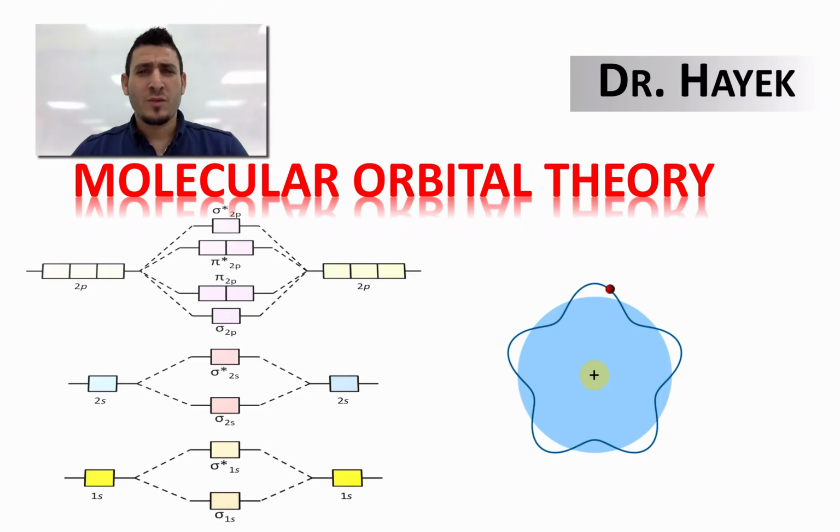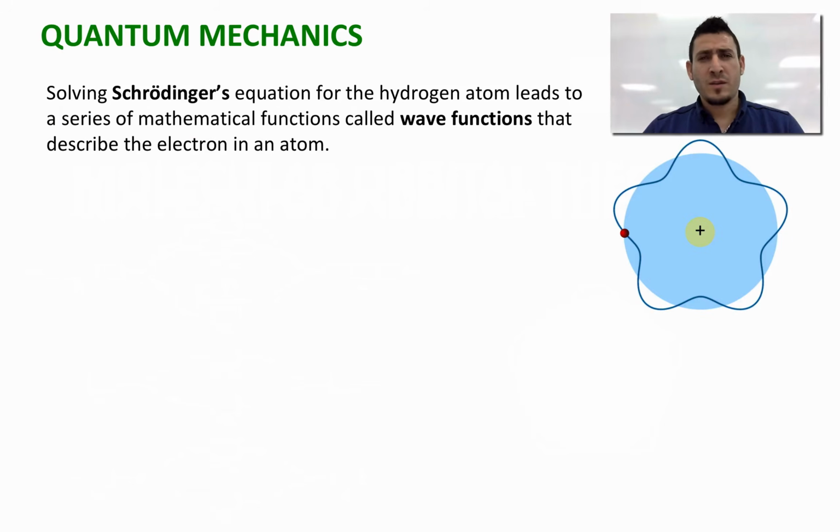In this video, I'm going to talk about molecular orbital theory. I will start this video by briefly discussing the quantum mechanics. Now, we know that Bohr's model for hydrogen doesn't work for other elements.